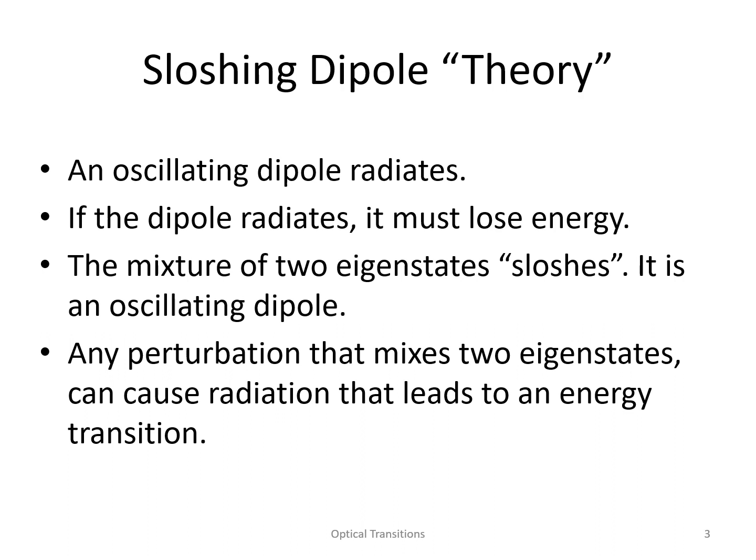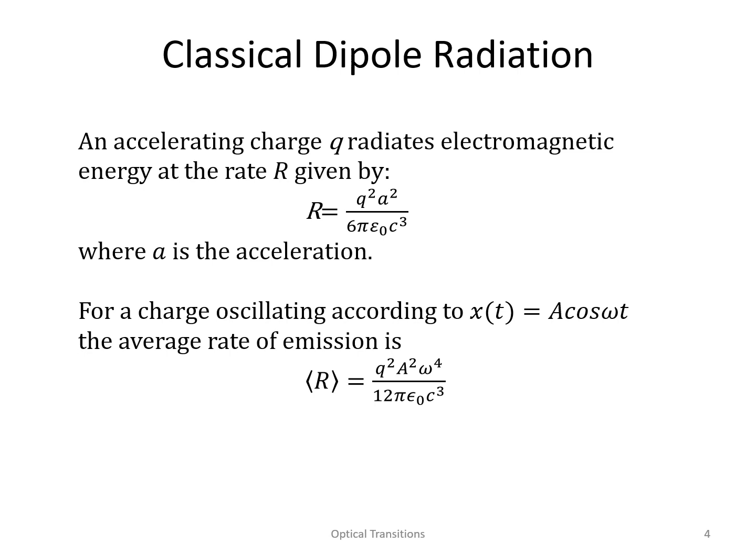And then we have the observation from last semester that if we have a mixture of two eigenstates, then that wave function sloshes in the system. I'm going to show an example of that. Therefore, a mixture of two eigenstates is an oscillating dipole. And any perturbation that we apply to a simple system that ends up mixing two eigenstates causes oscillations and therefore causes radiation. And again, if light is coming out of a system, then that must lead to a transition from one state to another. So that's the essential underlying idea.